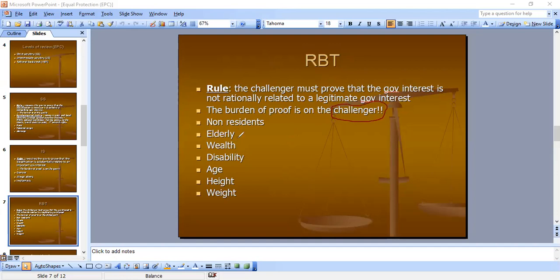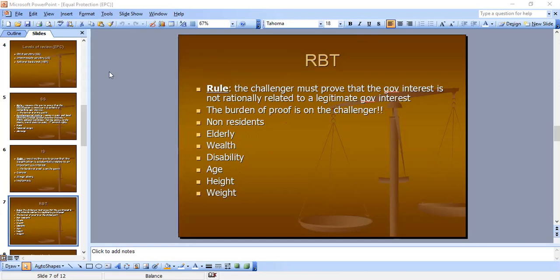If we're talking about elderly, wealth, disability, age, height, or weight, or non-residents, we are going to say the challenger. The burden is on the challenger, okay? To prove that the government interest is not rationally related to a legitimate government interest. So rational basis test, non-residents, elderly, wealth, disability, age, height, weight, basically everything else. Everything else that is not intermediate scrutiny or strict scrutiny.